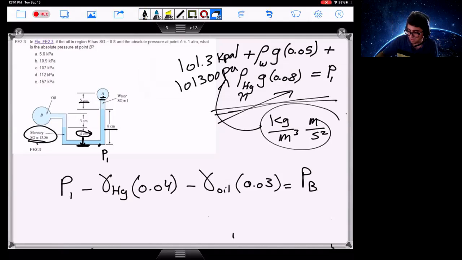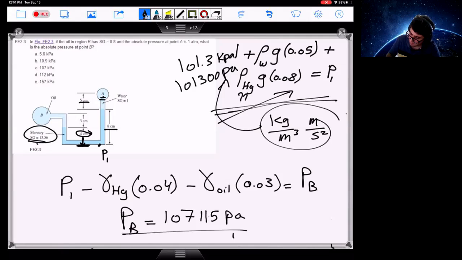Okay, great. We're good on this problem. Can you give me a value for PB? We're looking for PB, or pressure at point B. I got 107,115 pascals. Does anyone want to check that? Anyone got a different value?